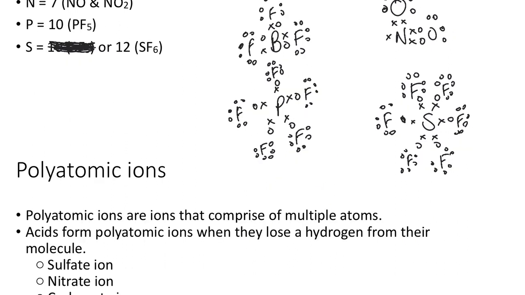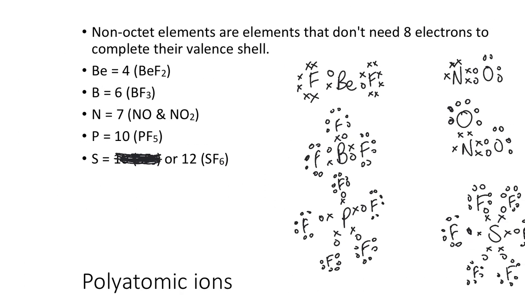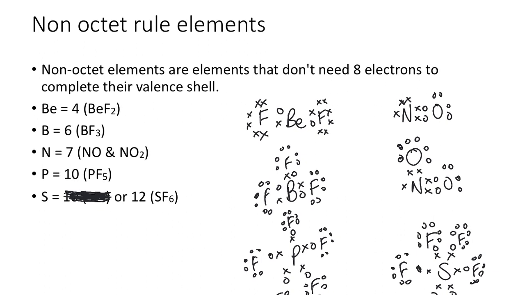So that's sulfur hexafluoride. Those are the non-octet rule elements. Okay, so they exist there. The fluorines can often be converted to chlorines as well. They'll also form similar things, like PCl5 or something like that.